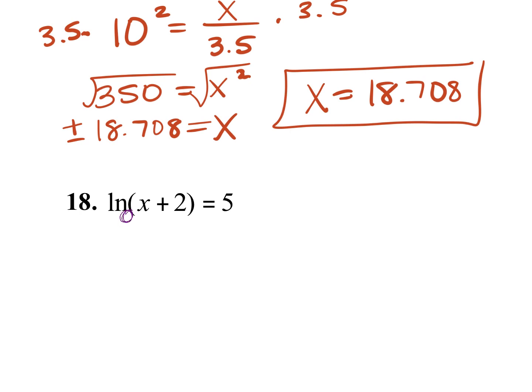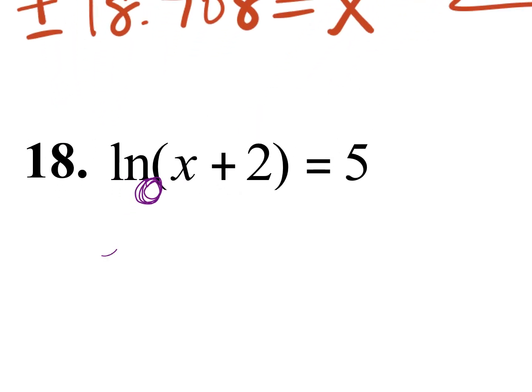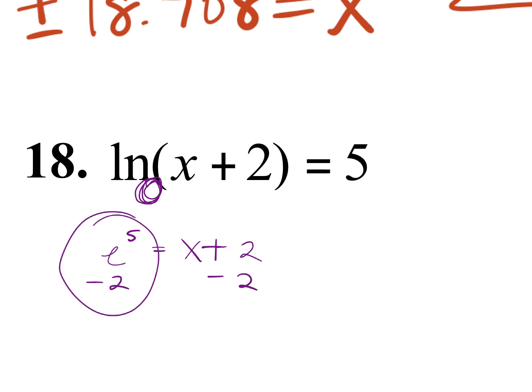How do you set this one up? What's here? E. So this is x plus 2. e to the fifth power equals x plus 2, right? If you're trying to get rid of the natural log, you got to make it exponential. e to the fifth power equals x plus 2. Take away 2, and you can literally just plug that into your calculator. e to the fifth, arrow over so you get out of the exponent, hit enter, minus 2. You get e to the fifth minus 2, which is 146.413.